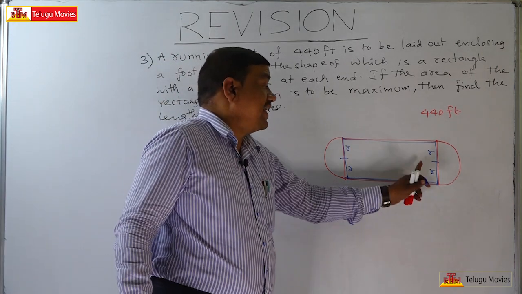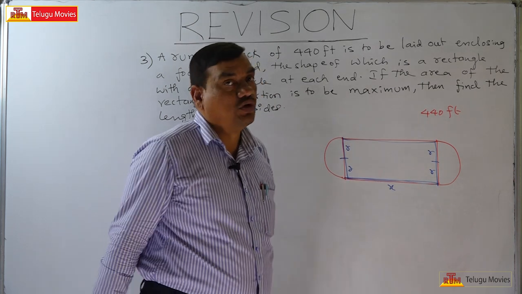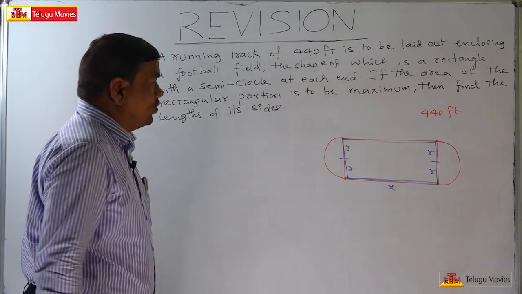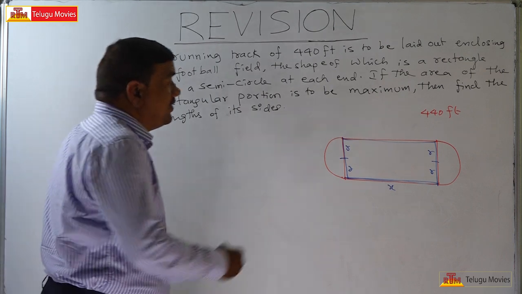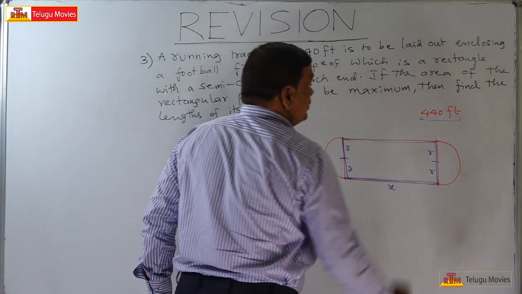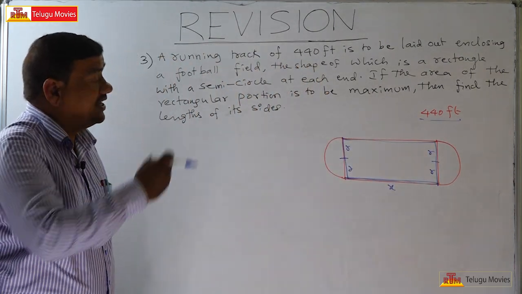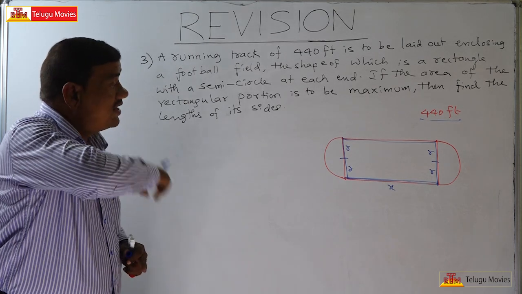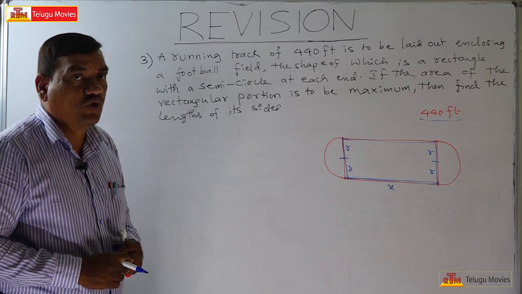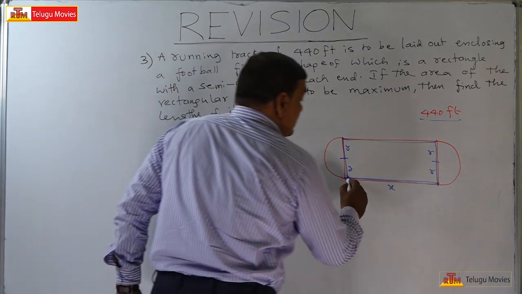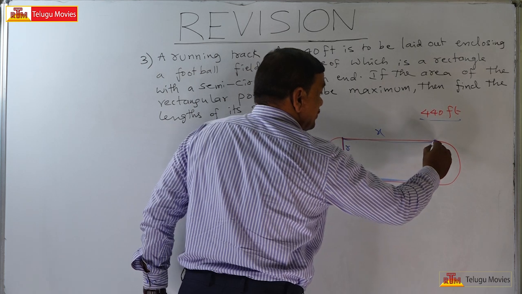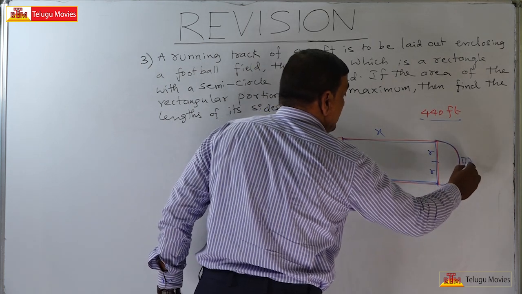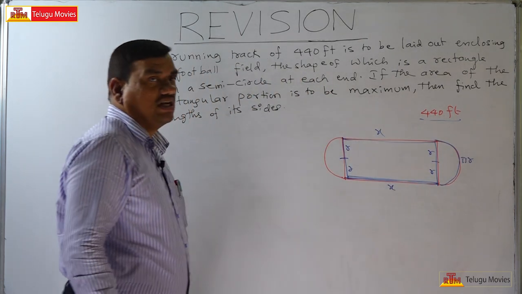If you find out the x value and r value, the problem is over. Understand? Then how to find them? Here, first of all, we will frame a condition equation taking the given data. The perimeter is equal to 440. So the length is x, here also x, and this will be pi r. Why? Because the circumference of the circle is 2 pi r.